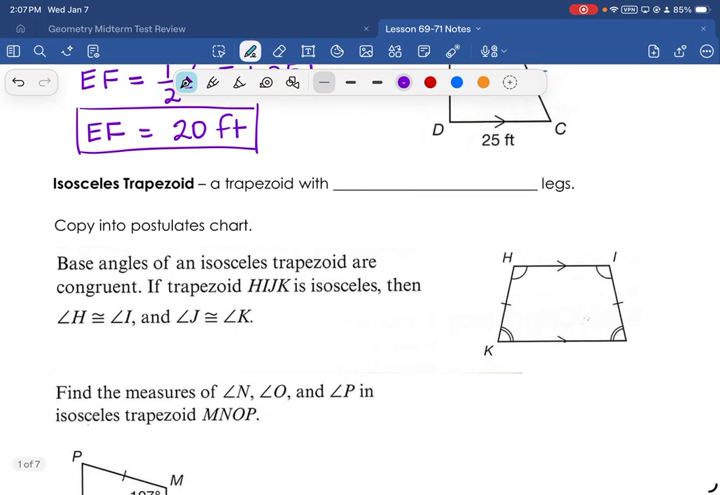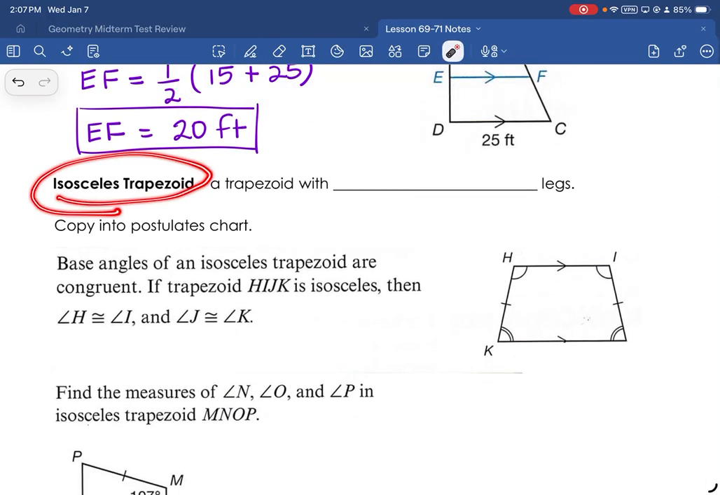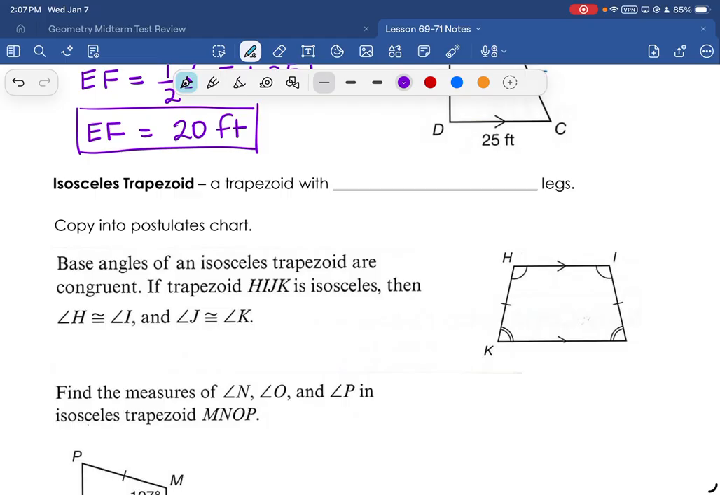Now, moving on to isosceles trapezoid. That is a trapezoid with congruent legs. So, you notice right here, they're trying to tell me that this is an isosceles trapezoid with those tick marks right there. Those legs are congruent, so we know it's an isosceles trapezoid.